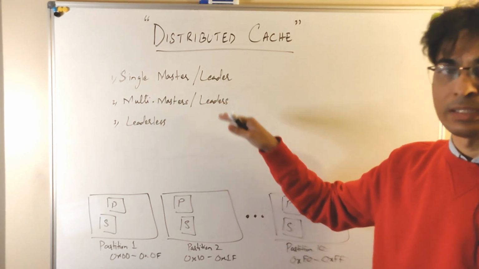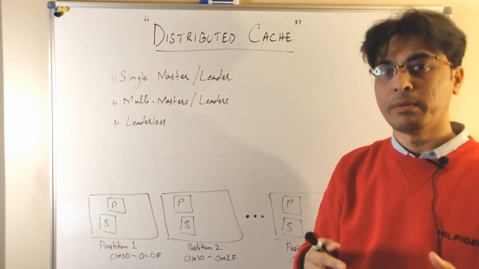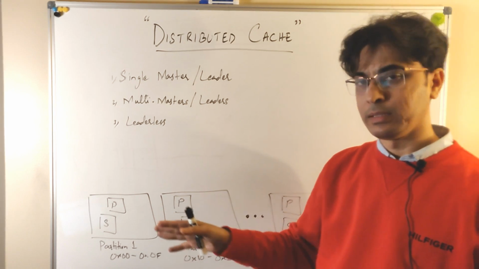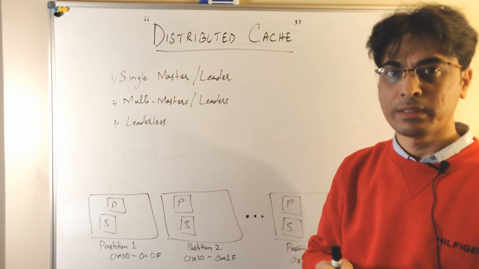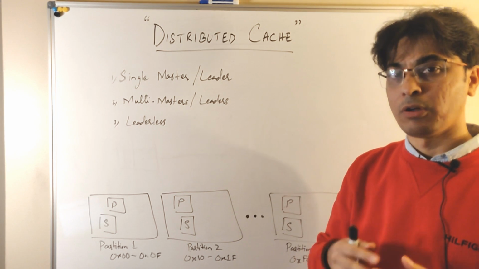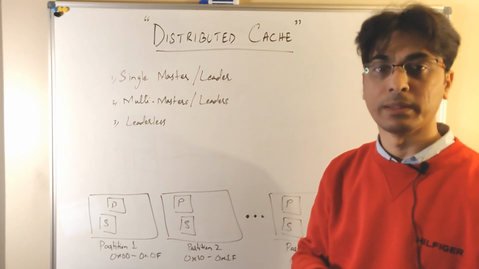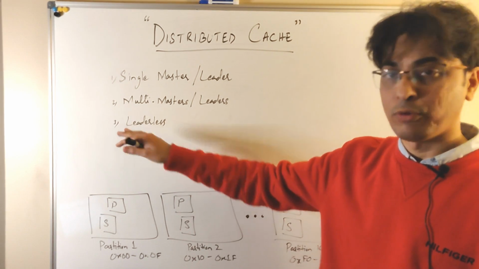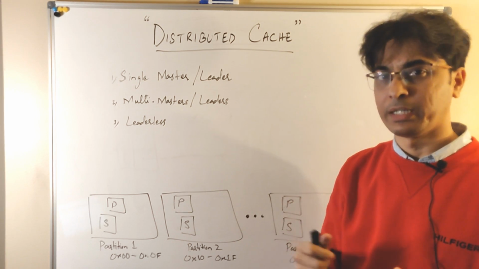In a multi-master or multi-leader approach, there could be 2 or more masters in the partition, and the writes can go to any of those masters, and those master nodes are then responsible for replicating or copying the data to all the other nodes in the partition. And the third approach is the leaderless approach, in which the writes can go to any node in the partition.